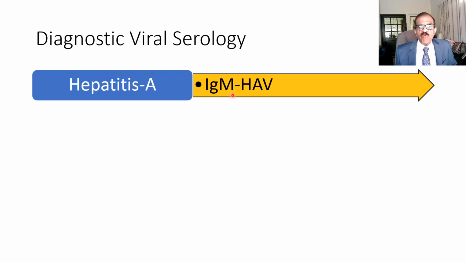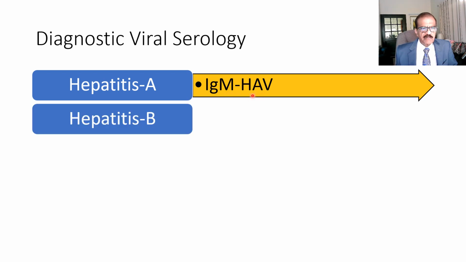And most patients would have IgM antibodies by the time they develop jaundice. Because there was an incubation period before the jaundice appeared, the virus was already there and that had prompted the antibody formation, and by the time the patient develops the clinical syndrome of jaundice, antibodies are already present. So you can screen for hepatitis A by IgM-HAV. IgM referring to the IgM class of antibodies and HAV is hepatitis A virus.